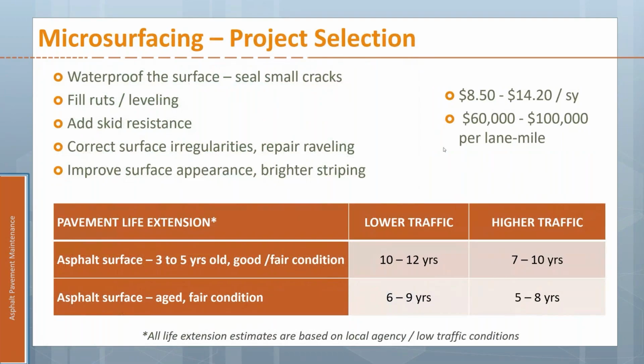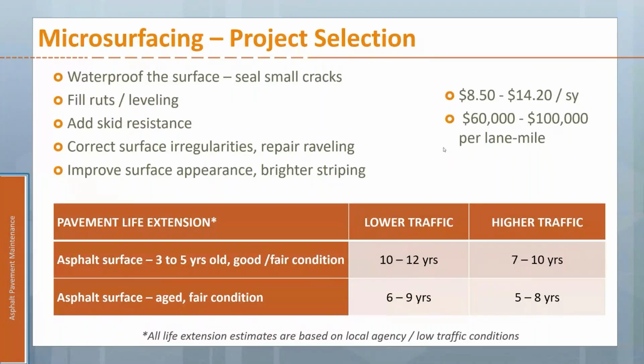Project selection, again: where do we want to waterproof the surface? Where do we have small cracks that we can seal up? We can fill in some minor rutting, do some leveling, and this will add some skid resistance. So any raveling, irregularities, places where the surface is not really a bad structure, but it's just looking a little ragged, and we need to get that fixed and prevent worse problems from happening later.